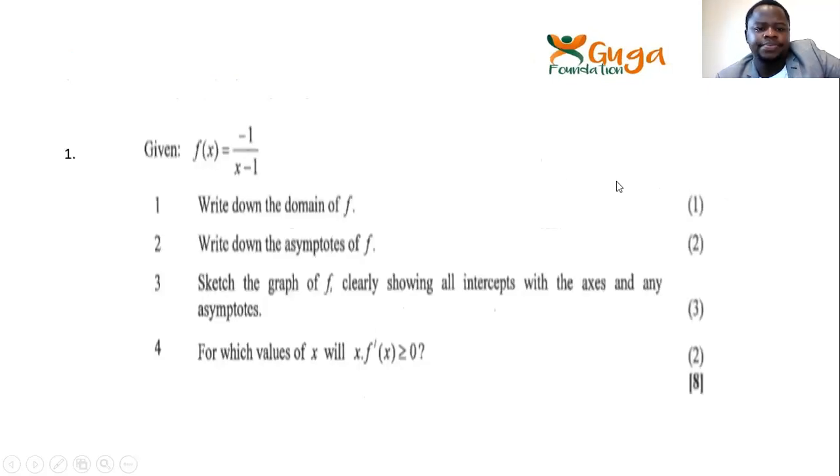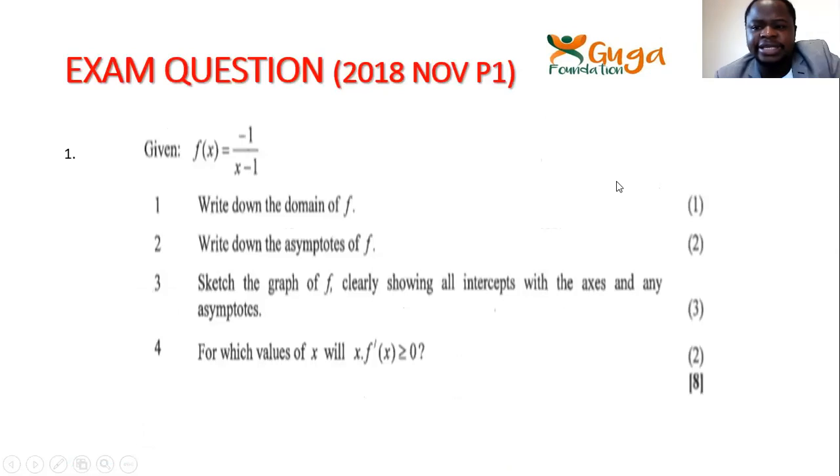Okay, now let's look at the exam questions. The exam question, 2018 November, paper 1, right? You were given f of x is equal to -1 over x minus 1. I think that was question 4 for 2018. Okay, write down the domain of f. So it will be x is an element of the real numbers, whereby x will never be equal to 1.